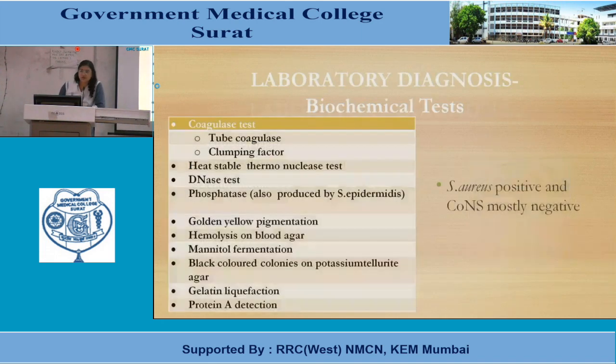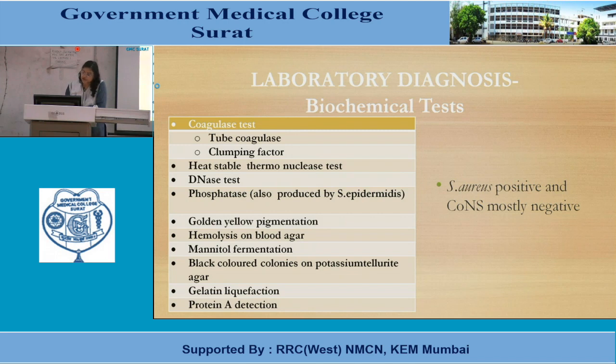Now, if the bacteria grow in culture, after incubation we can see the colonies of Staphylococci, and then we can pick up the colonies and identify that this is Staphylococcus aureus through different biochemical tests. First and foremost is the coagulase test. It can be done in two ways: tube coagulase and slide coagulase or clumping factor.